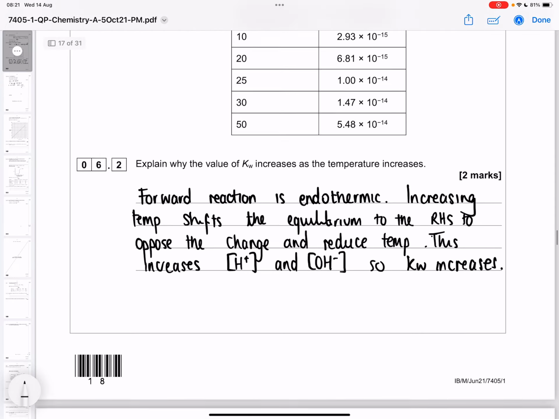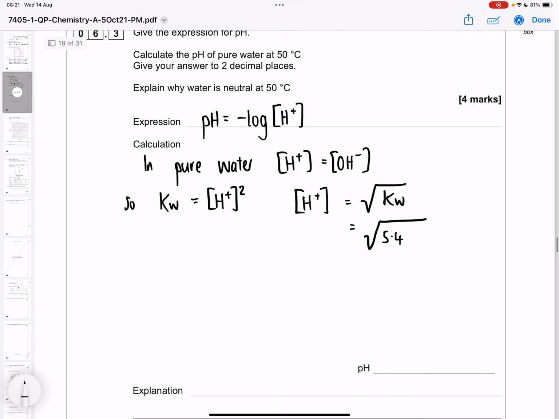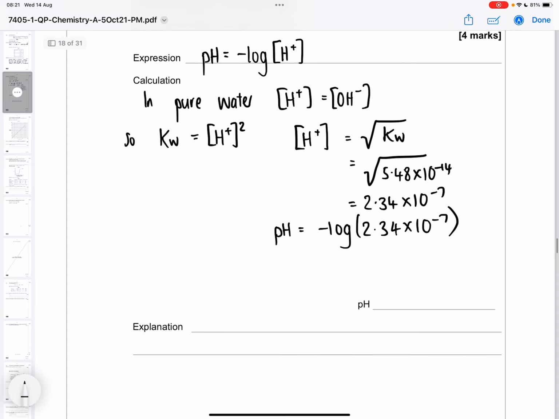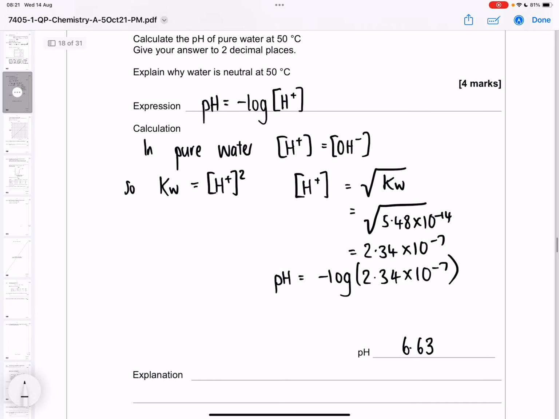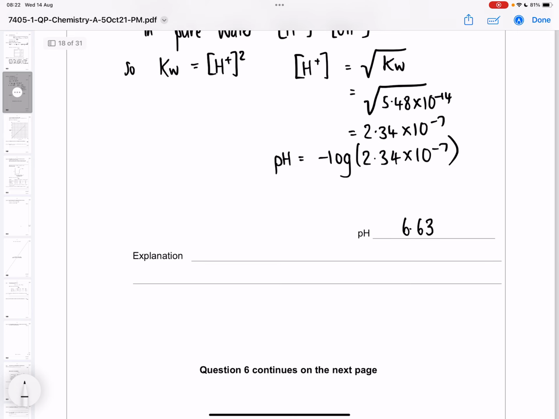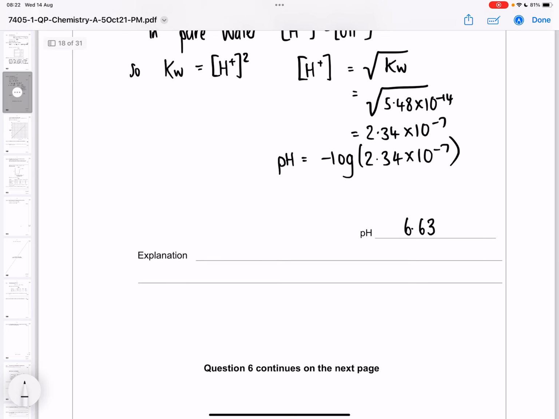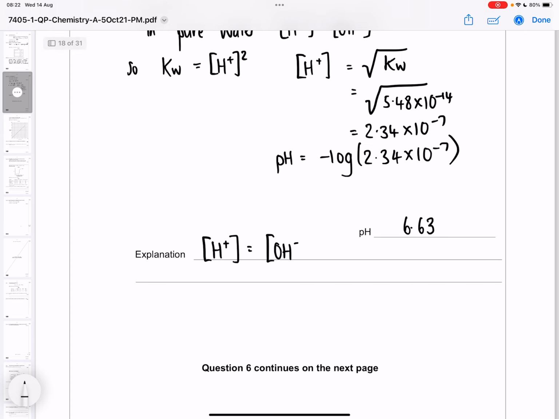So we go back up to this table. 5.48 times 10 to the minus 14, which we can get on our calculator. And then we want to do pH is minus log to the base 10 of that number. And if we do that, and remember we always give pHs to 2 decimal places, it asks us to as well, so 6.63. It then asks us to explain why pure water is neutral even though its pH looks like it's below 7. And the reason is that H plus equals OH minus, like we said for our calculation.